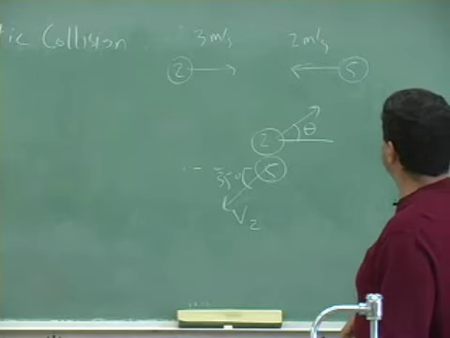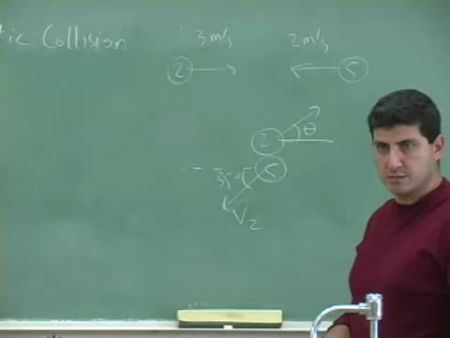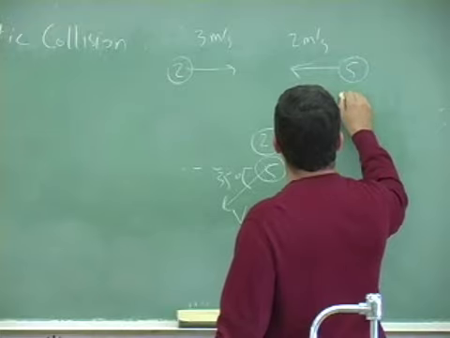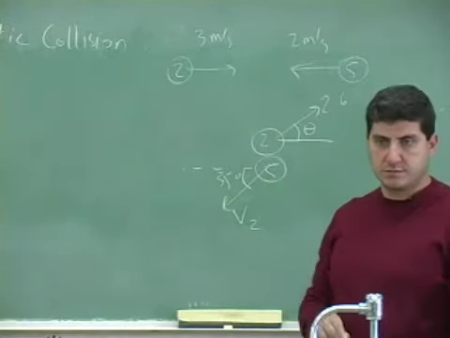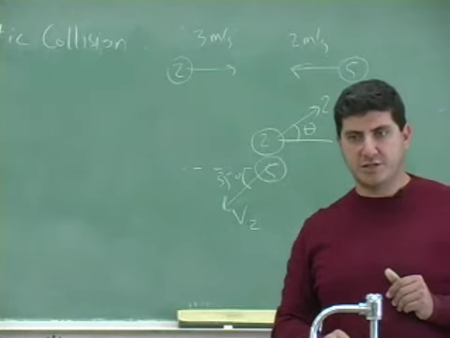Probably give it a kick. It's probably going to be smaller than 3, right? It's going to slow down a little bit. Let's say 2.6. Okay? So now, how did this make it a semi-elastic collision?